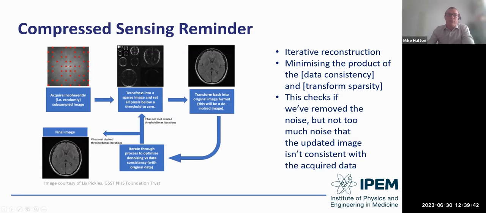So we remove noise from the image, then we reconstruct another image, and then we compare that image with the acquired data for consistency. And we go around this loop until we meet a given threshold or the maximum number of iterations have been reached. So it's an iterative reconstruction technique. In general, we're looking to minimize the product of 2 properties, so the data consistency and something called the transform sparsity. And in effect, what we're doing is we're checking that we've removed the noise and we've removed enough noise, but we've not removed too much noise that the updated image isn't then consistent with the acquired data.